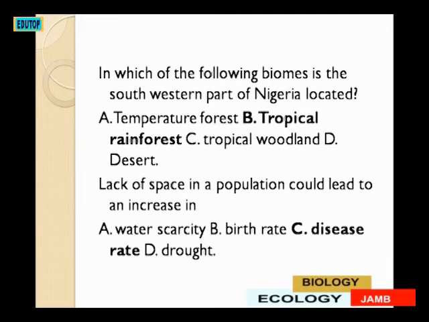The next question. Lack of space in a population could lead to an increase in water scarcity, increase in birth rate, increase in disease rates, increase in drought. It is disease rate. When there is no ventilation, any disease that an organism gets is quickly and easily spread to the rest because there is overcrowding.